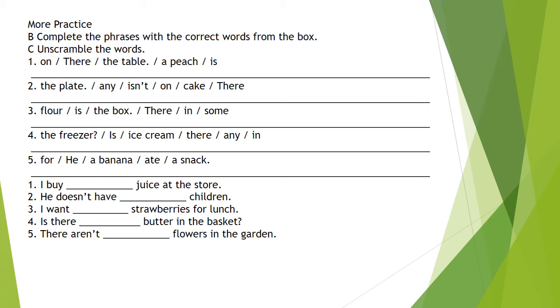2. The plate, Annie, isn't, on, cake, there. There isn't any cake on the plate. 3. Floor, is, the box, there, in, some. So it will be there is some flour in the box.